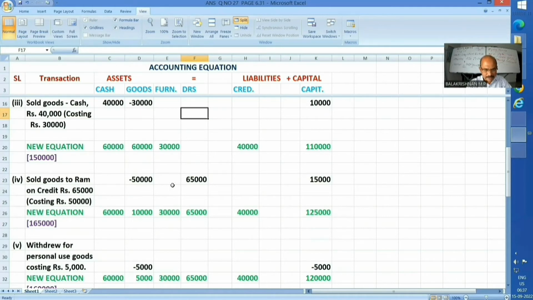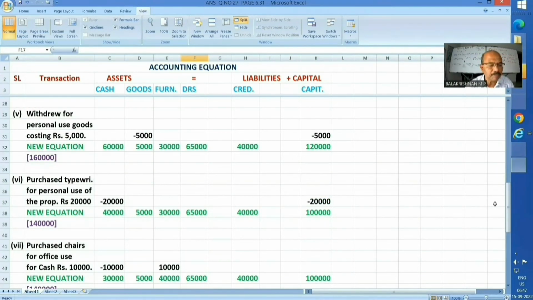And as just mentioned, the profit increased the capital. What has been the profit? 65,000 minus 50,000, 15,000. So previous capital was 1,10,000 plus this 15,000, it has become 1,25,000. The liabilities plus capital is 1,65,000. That is just equivalent to the total assets.